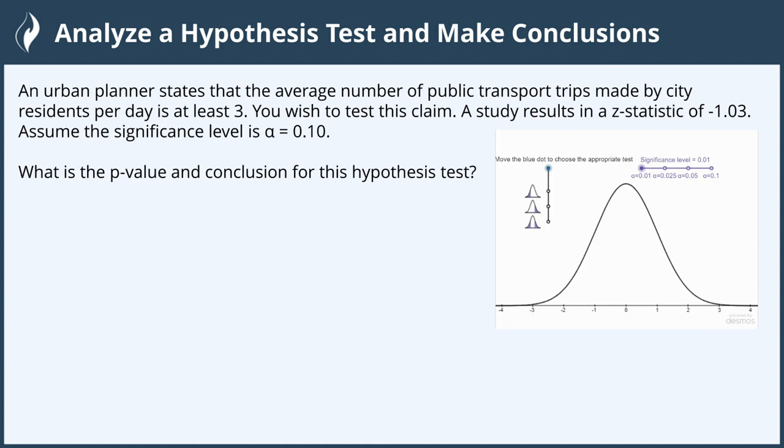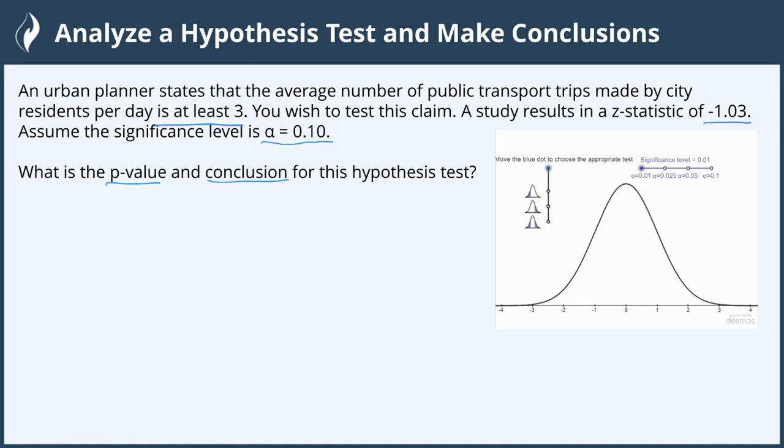An urban planner states that the average number of public transport trips made by city residents per day is at least 3. You wish to test this claim. A study results in a z-statistic of negative 1.03. Assume the significance level is alpha equals 0.10. What is the p-value and the conclusion for this hypothesis test?